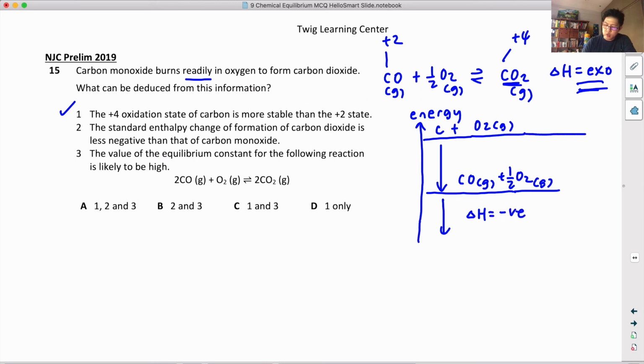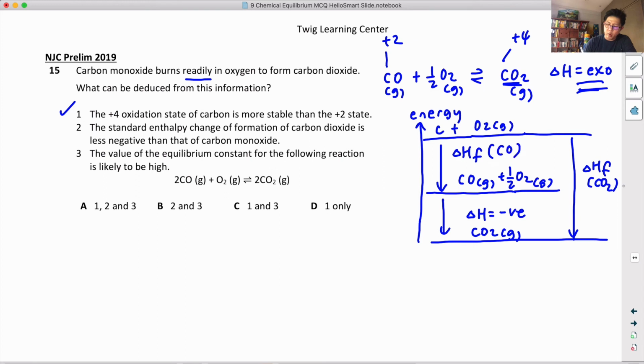So I can draw one line. This becomes carbon dioxide gas. So I'm just going to draw it out here. You can see that this is the enthalpy of formation of carbon dioxide, and over here is the enthalpy of formation of carbon monoxide. So the enthalpy of formation of carbon dioxide is less negative? Not true. It is more negative compared to this. So this is definitely wrong.